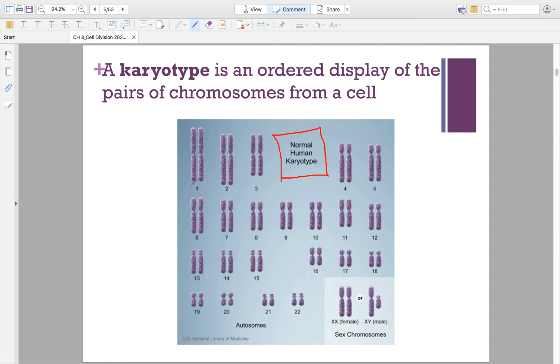Notice that each one has a number next to it. There's number 1 all the way to 22, and these are called autosomes. Now, the 23rd set is the sex chromosomes. Earlier I said that humans have 46 chromosomes, and we do. And this is what they're supposed to look like.